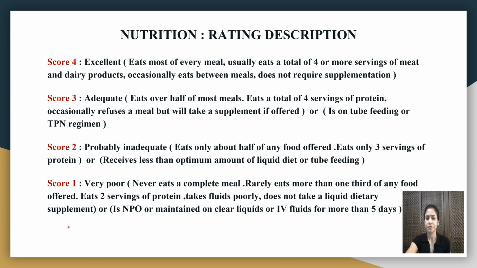So in short, if the food intake is excellent, give a score of 4. If it is adequate or the patient is on tube feeding or TPN regimen, you can give a score of 3. And if the intake is probably inadequate or we cannot give the optimum amount of liquid diet or tube feeding due to some reasons, you can give a score of 2. And if the intake is very poor or the patient is on NPO or on clear liquid diet or on IV fluids for more than 5 days, you can give a score of 1. Clear?